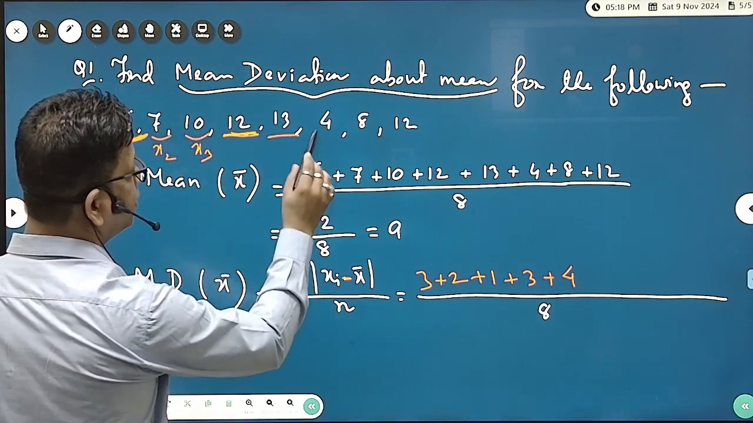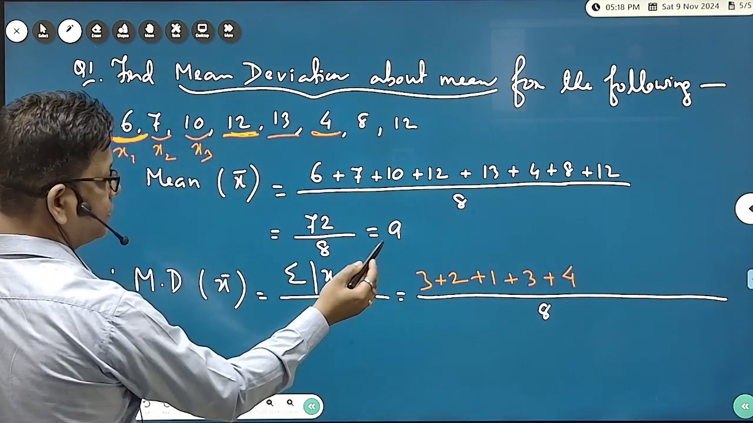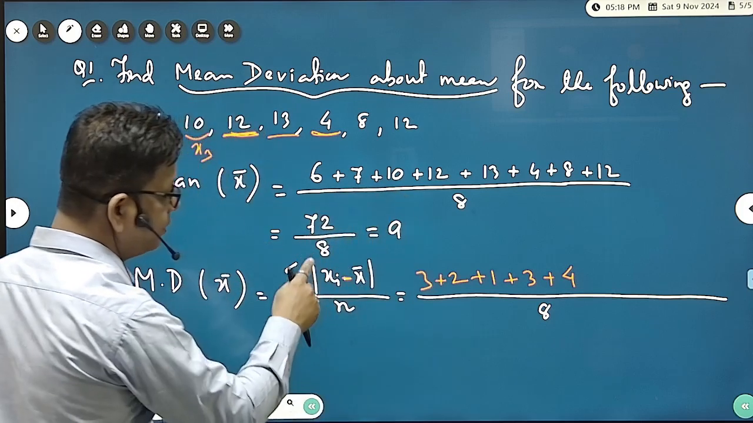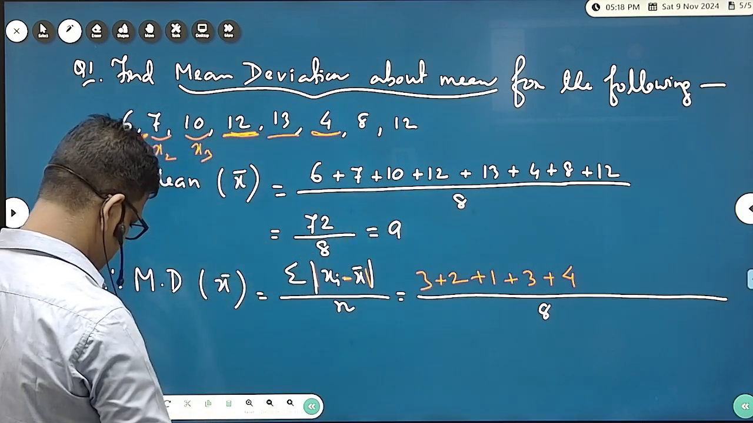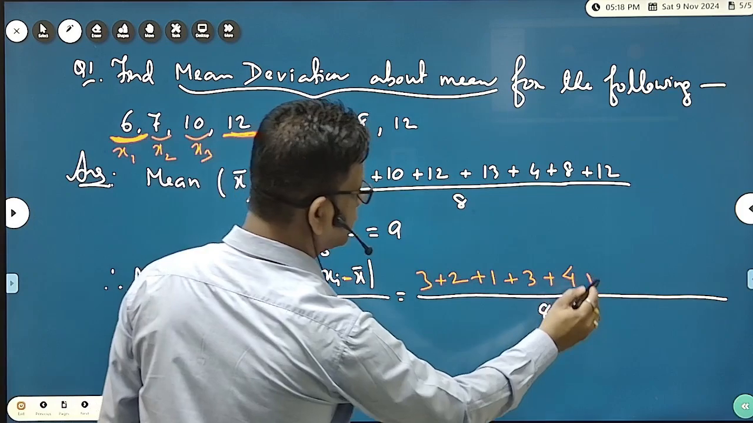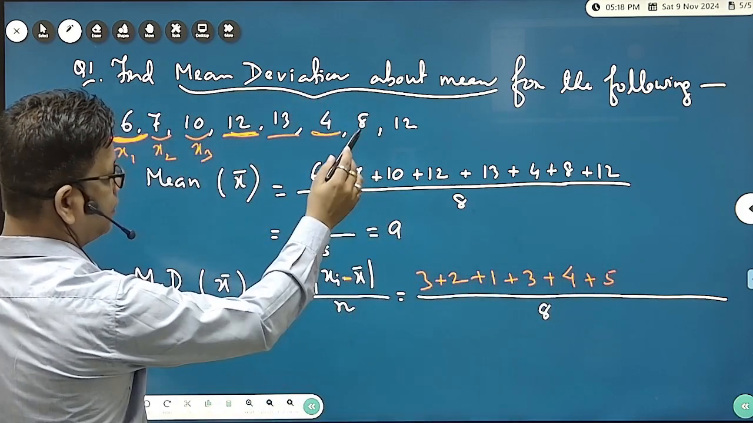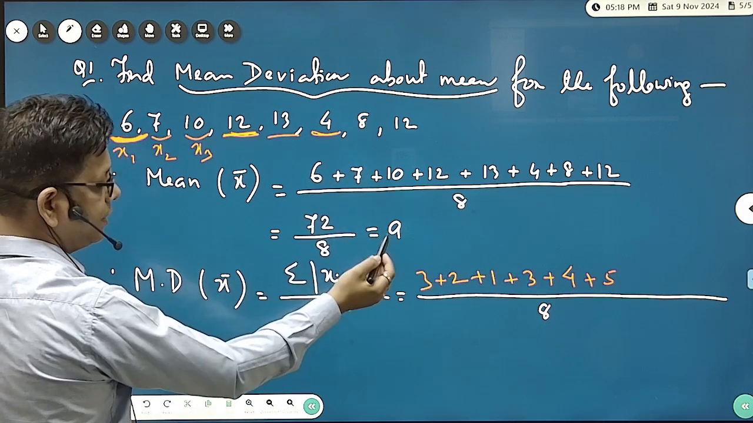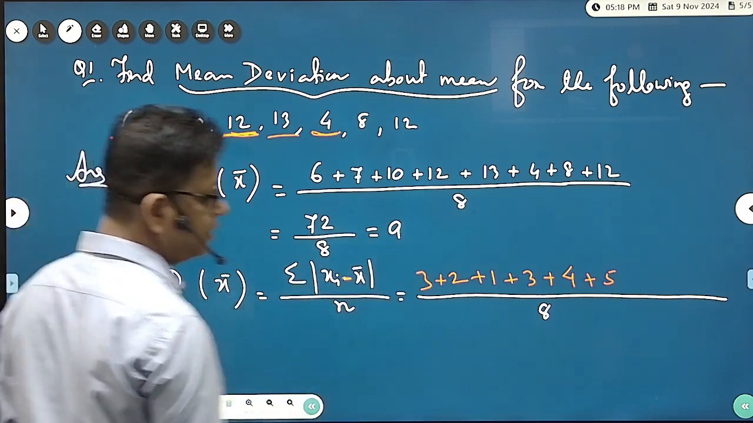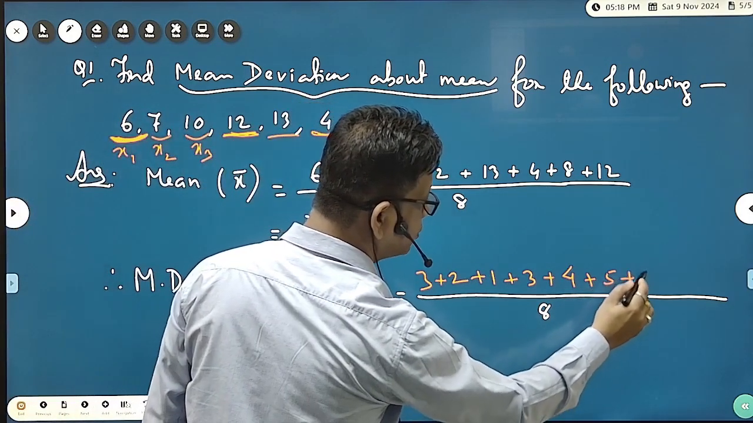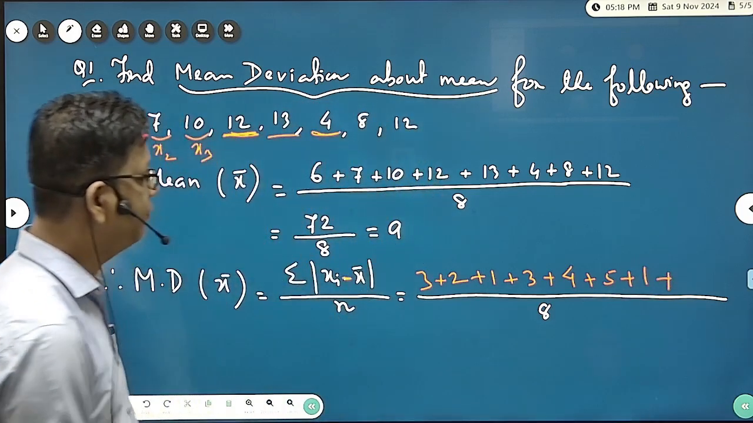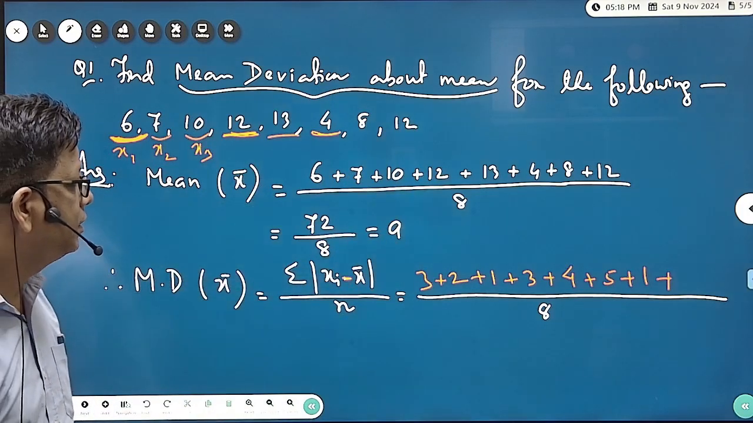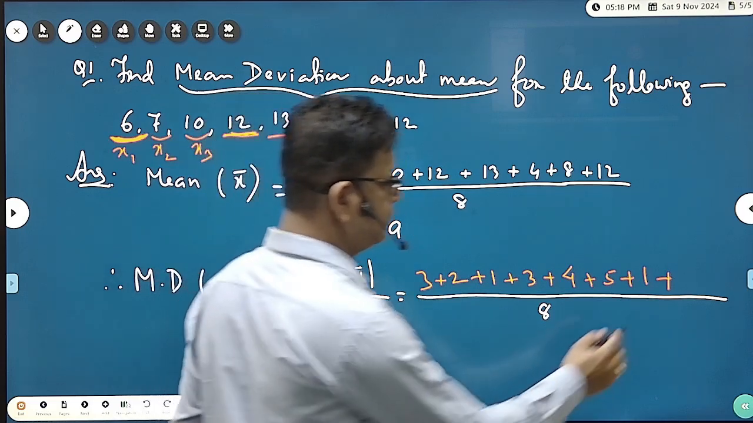Now see the next one. This is 4. X bar is 9. 4 minus 9 is minus 5. But since we have this modulus, it will be plus 5. Then 8 minus x bar, where x bar is the mean. So 8 minus 9 is minus 1. Since it is modulus, minus 1 will become plus 1. And finally 12, the last one: 12 minus 9 is 3, and 3 is already positive.